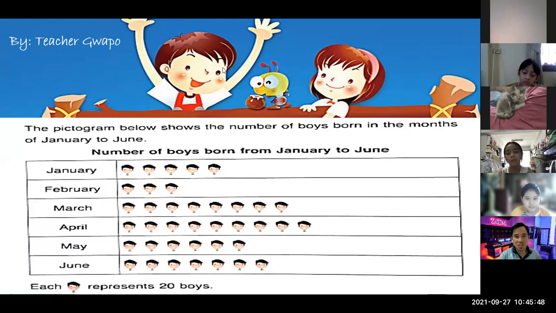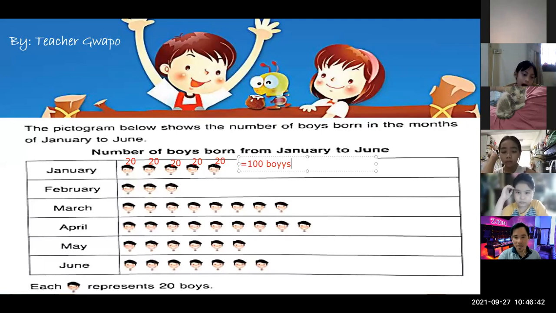So here in January, how many pictures are here? 5, right? So this is 20, and then another 20, another 20, another 20, another 20, right? Now, how many boys were born in January? 20 plus 20 plus 20 plus 20 plus 20. How many boys were born in January? 100. 100, very good. So the answer here is 100 boys in January.